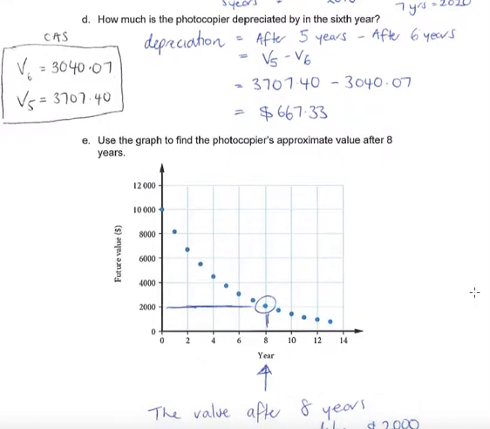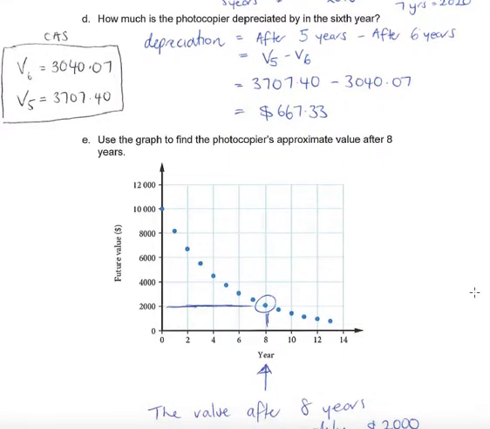How much is the photocopier depreciated by in the 6th year? We find the difference between V5 from the table and V6 that we found in the previous question. So we subtract the value of year 6 from the value of year 5, and that difference is $667.